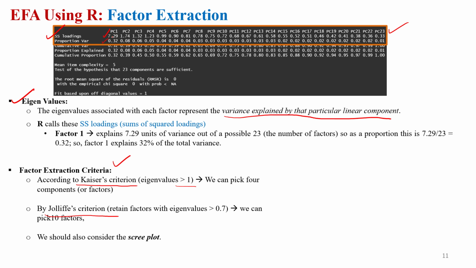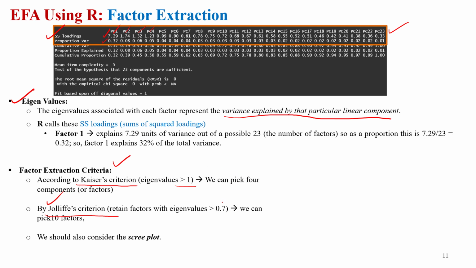As you can see, the eigenvalue is greater than 1 for this one, this one, this one, this one. So 4 factors have an eigenvalue greater than 1. That means out of these 23, we are going to pick these 4 factors. Okay.